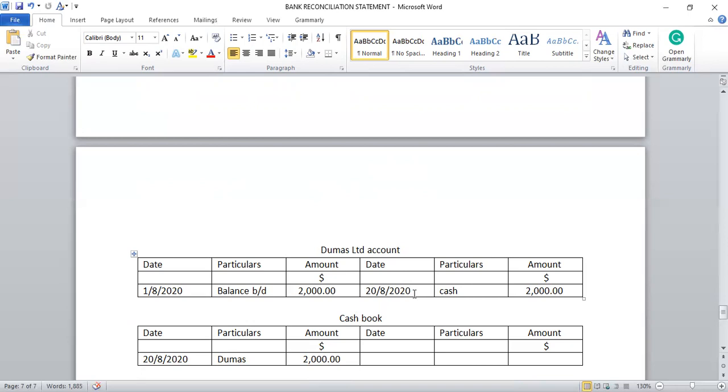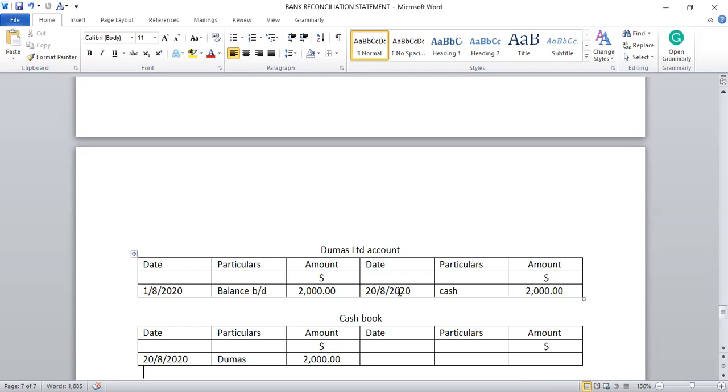So date 20th August 2020, particular cash, but the corresponding entry is going to the cash account. We credited $2,000, so we have canceled his account, and we have debited our cash account. So date 20th August, particular Dumas, amount $2,000. I hope this is well understood. Let me go over it again. First, the Dumas Limited account: we have a balance, date 1st August 2020, particular balance brought down, amount $2,000, that he was owing.